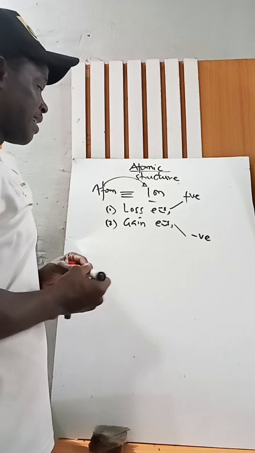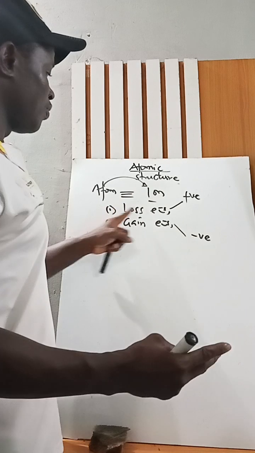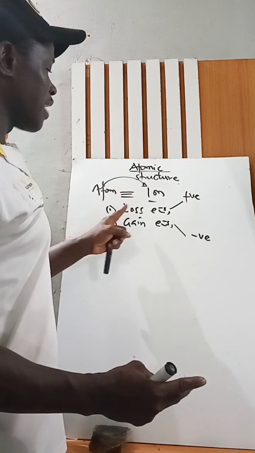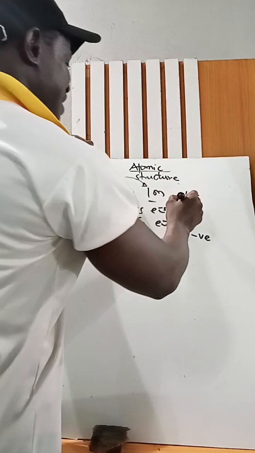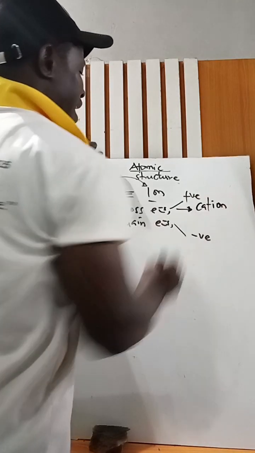I'll say that again. An atom can become an ion in two ways. It either loses electron or gains electron. An atom can lose electron. If it does that, it becomes positively charged. And the name of that positive charge is called cation.